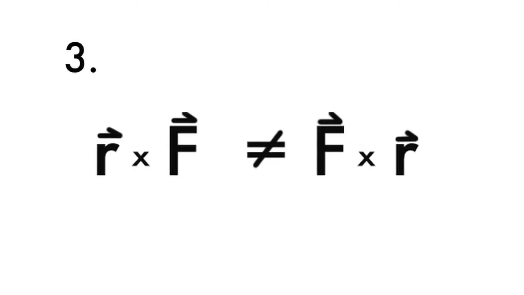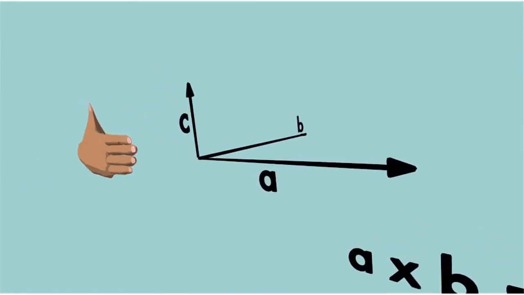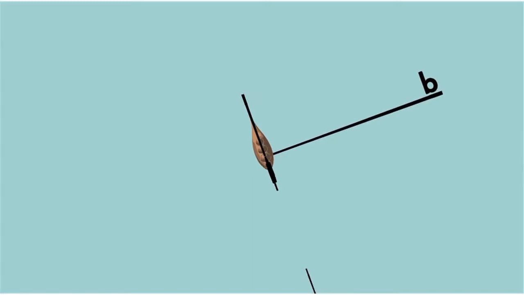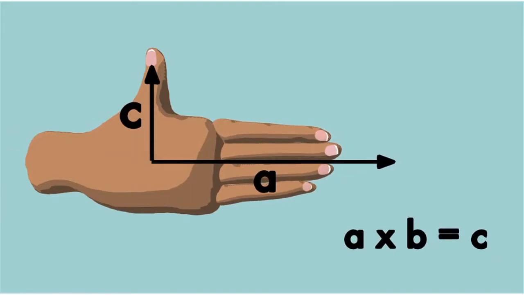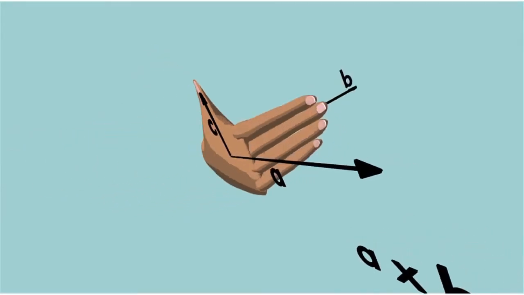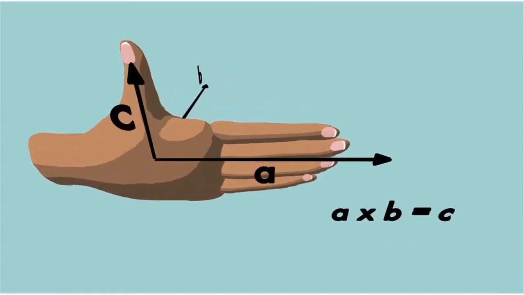The third way in which cross products are different from dot products is that cross products are not commutative. Multiplying will actually produce the same magnitude, but the direction of the new vector will be different as determined by the right-hand rule. To determine the direction of the resultant vector, point your fingers in the direction of the first vector, turn them 90 degrees in the direction of the second vector, and your thumb points in the direction of the resultant vector.